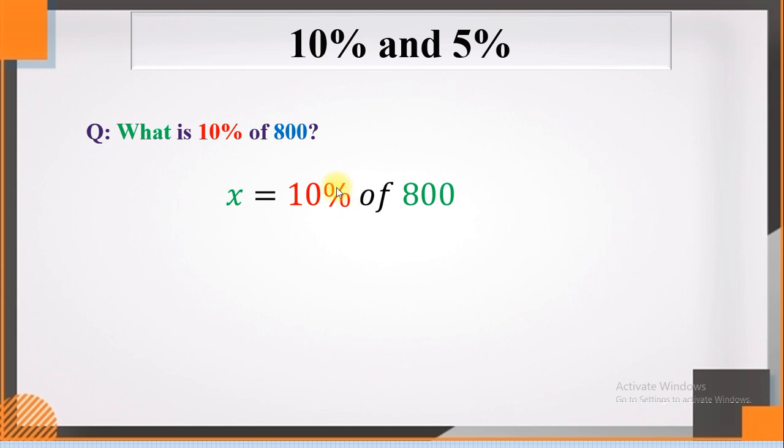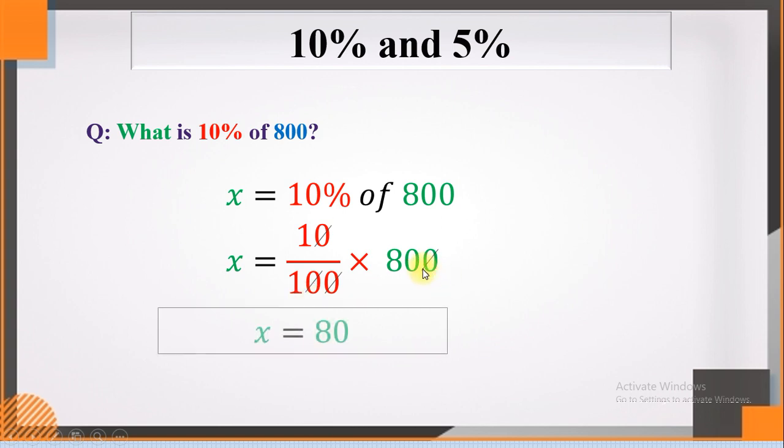Okay, so we converted this statement to mathematical form, that x is equal to 10% of 800. Now convert it into another form: 10% means 10 over 100 multiplied by 800. Simplifying, this 0 will be cancelled with this, means we divide both the numerator and denominator by 10, and similarly dividing this by 10 and this by 10, you will get 80. So x is equal to 80. To find 10% of a number, just divide that number by 10. Simple as that. Dividing 800 by 10, we will get 80.